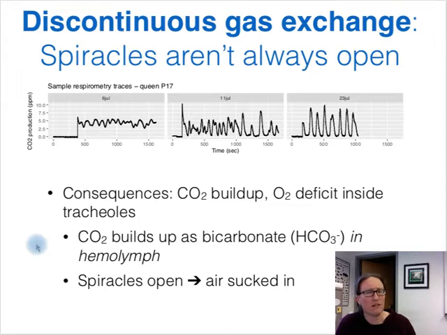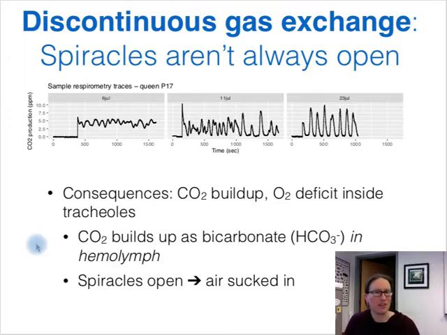Okay, so we saw that not all animals breathe continuously so far, right? So we've had some examples of apnea in the amphibians and apnea in reptiles as well. And some insects also engage in some patterns of discontinuous gas exchange. So they don't always keep those spiracles open to allow air to flow in and out.